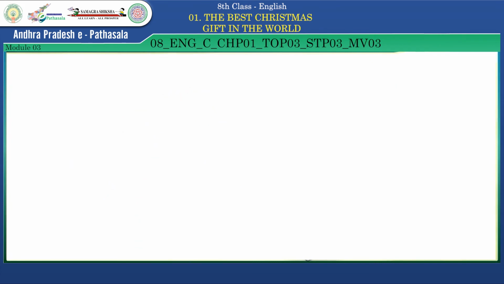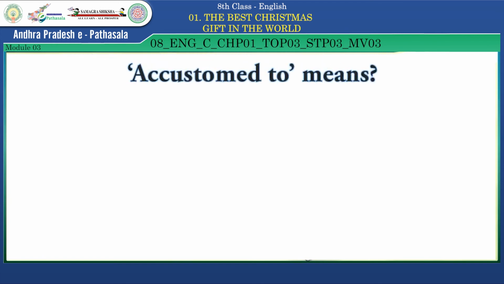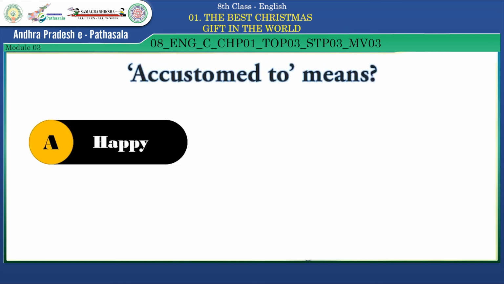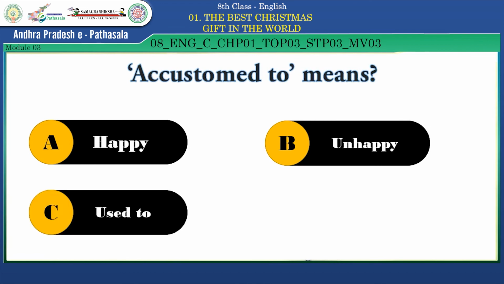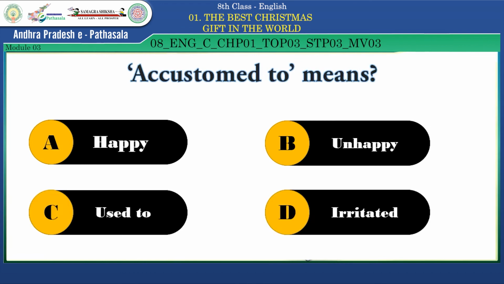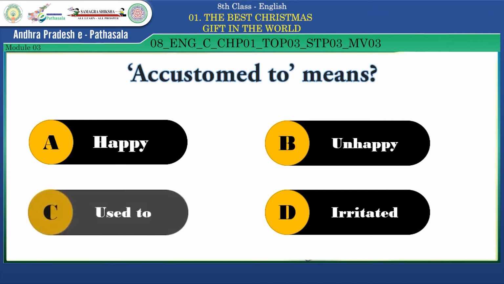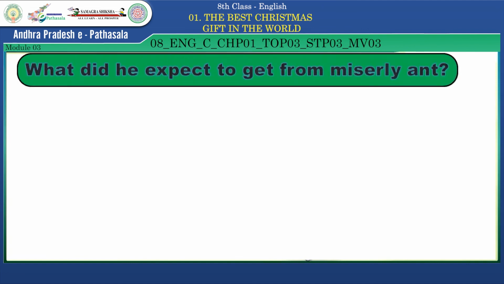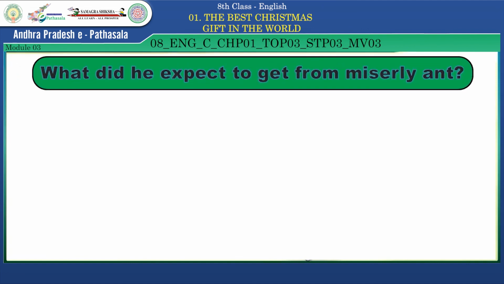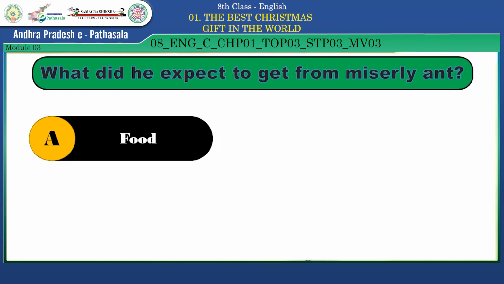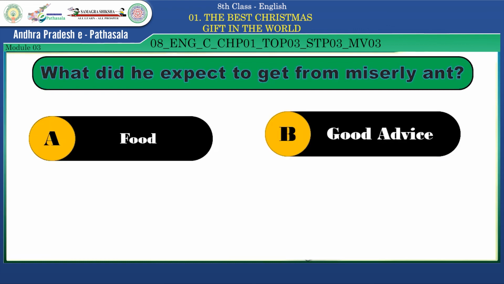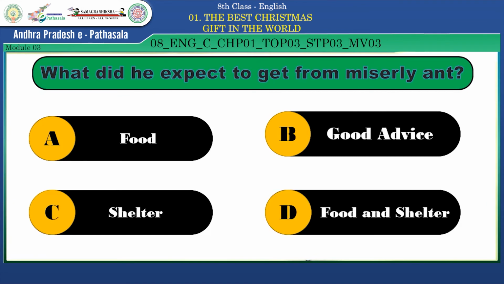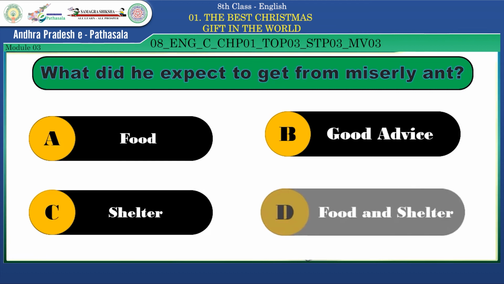And the first question is, accustomed to means A. Happy, B. Unhappy, C. Used to, and D. Irritated. So what is the right answer? Yes, used to. And the second question is, what did he expect to get from miserly ant? A. Food, B. Good advice, C. Shelter, and D. Food and shelter. What is the right answer? Yes, food and shelter is the right answer.